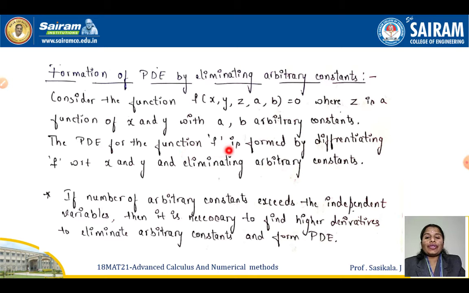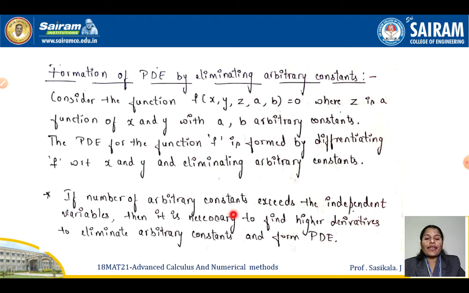The PDE for the function f is formed by differentiating f with respect to x and y and eliminating the arbitrary constants. So we have to use the concept of p, q, r, s, t. This combination you can use to eliminate A and B, and you will form the PDE without the constants A and B. That is what we are going to do in this problem.